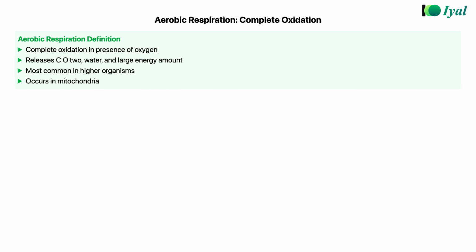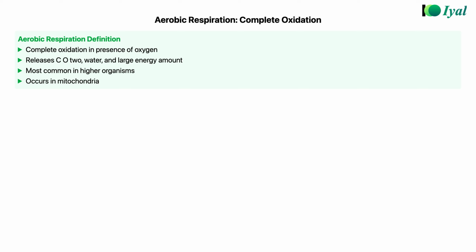Okay, now aerobic respiration. This is completely different from fermentation. Aerobic means with air, with oxygen. So aerobic respiration happens when oxygen is present. And in this process, glucose is completely oxidized. Completely. All the carbon is released as carbon dioxide. All the hydrogen is combined with oxygen to make water. And the energy released, a huge amount, is captured in lots of ATP.